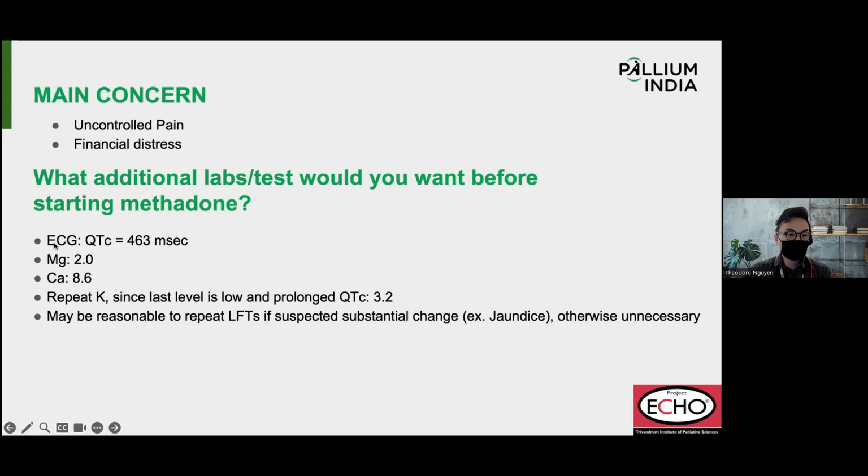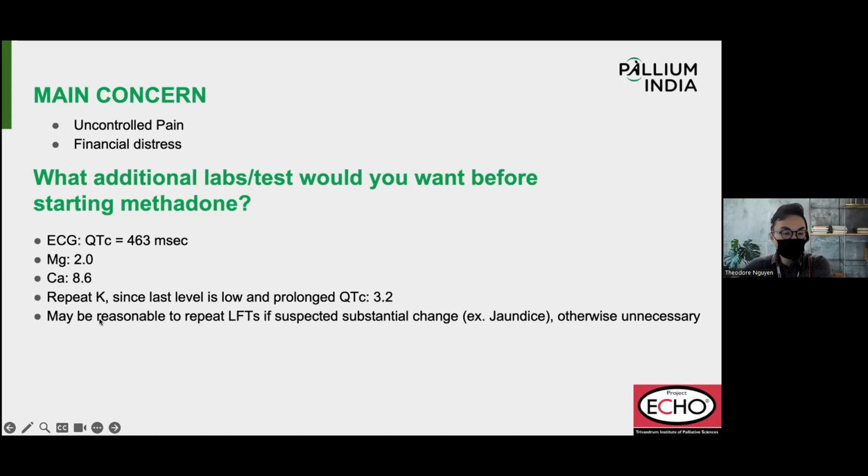So for ECG, we obtained that. QT interval was 463, so it is elevated. Magnesium was 2.0, calcium was 8.6. And because it was a month ago and the potassium was low, it would be warranted to do a repeat.